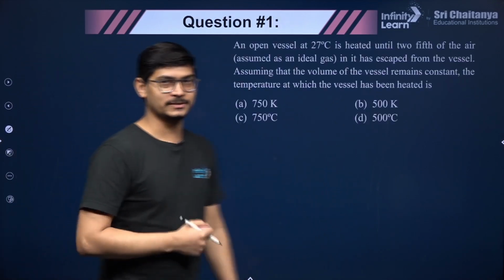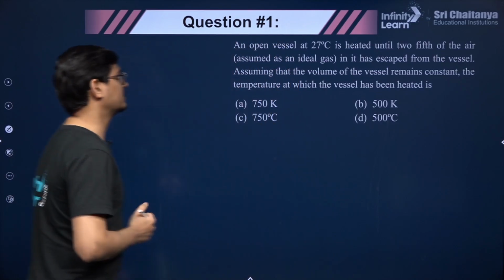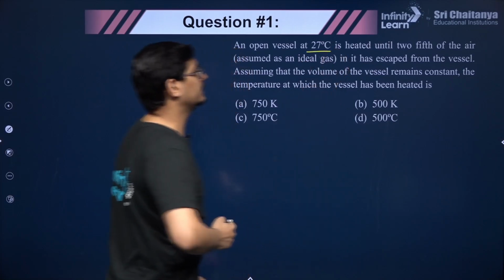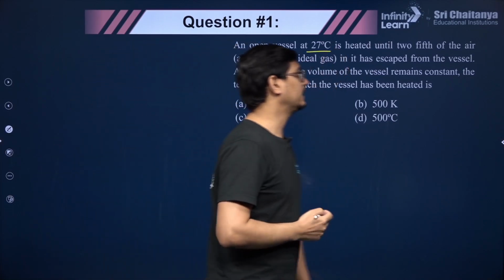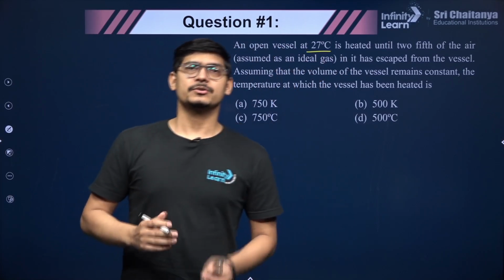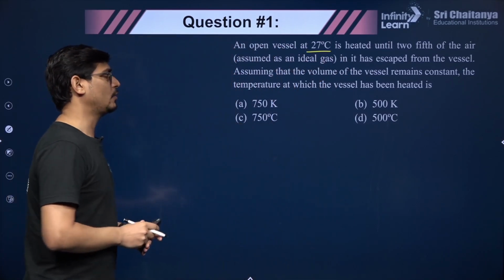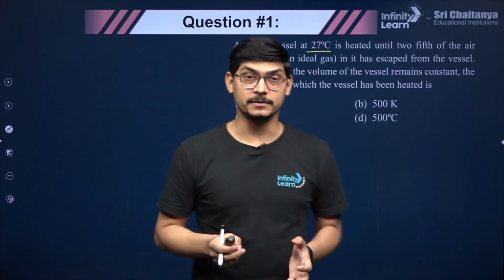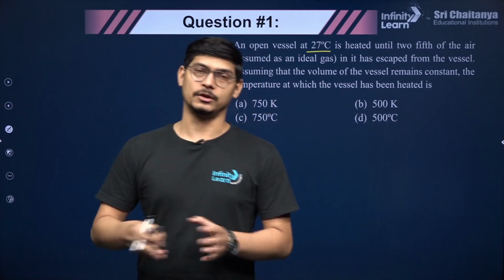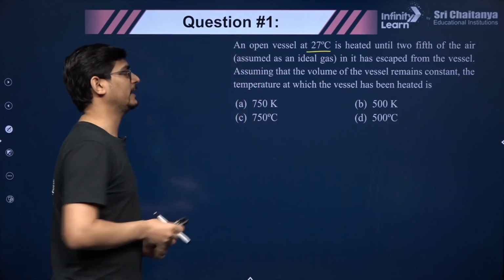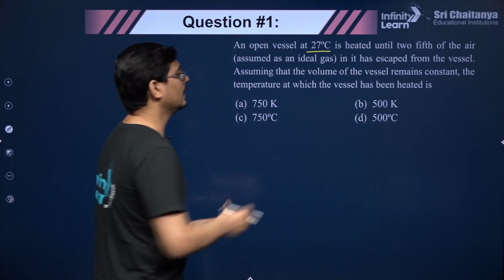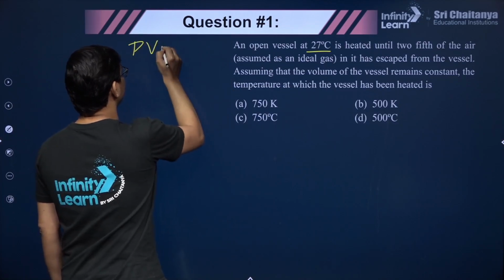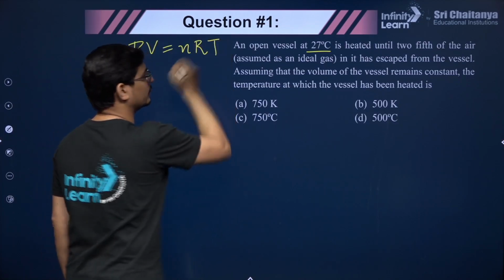So starting with the first question, I'll take the first question from gaseous state. You can see here that an open vessel at 27 degrees Celsius is heated until 2/5 of the air has escaped from the vessel. Okay, so in gaseous state, many numericals are based upon the ideal gas equation, right? Now, if you are comfortable with solving numericals, then you don't have to mug up all the formulas. You should just know how to derive the requisite formula using the ideal gas equation, as I will do in this question, right? So basically PV is equal to nRT, right? PV is equal to nRT.